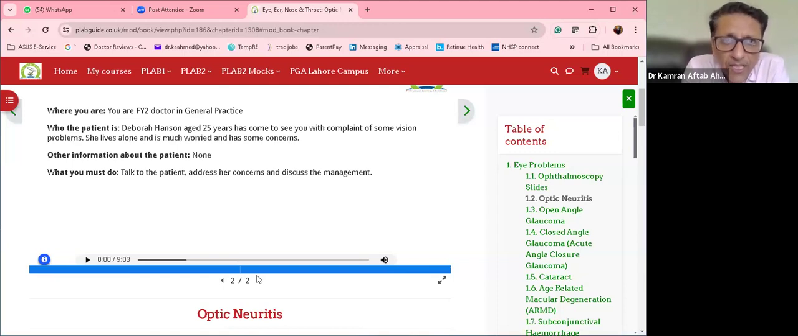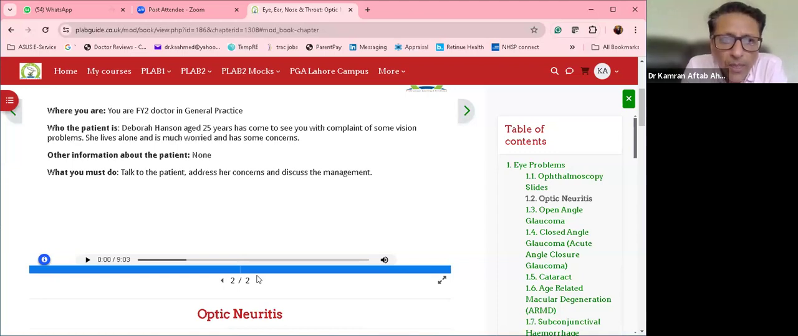However, you will refer this patient to the eye clinic. It should be on an urgent basis because optic neuritis is usually a diagnosis of exclusion. I mean, you have to examine the eye thoroughly before you stick with this diagnosis, and that can only be done by the ophthalmologist. So there might be something else going on in the eye mimicking optic neuritis. So that's why my advice will be to refer these patients to the eye clinic on an urgent basis.